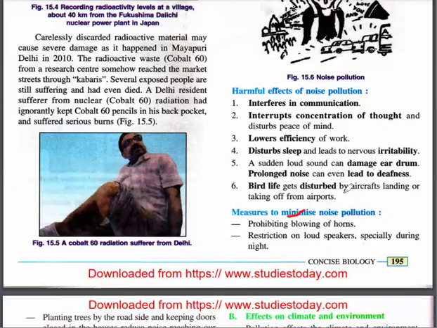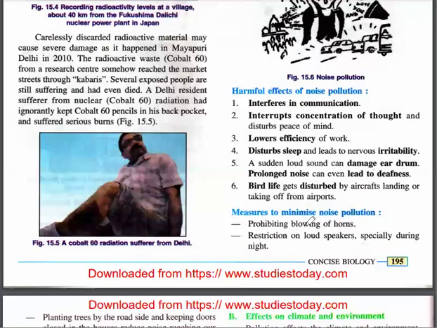Then, measures to minimize noise pollution: prohibiting blowing of horns. I'm sorry, I'm just kind of sleepy right now, it's 12. Just ignore it, guys.